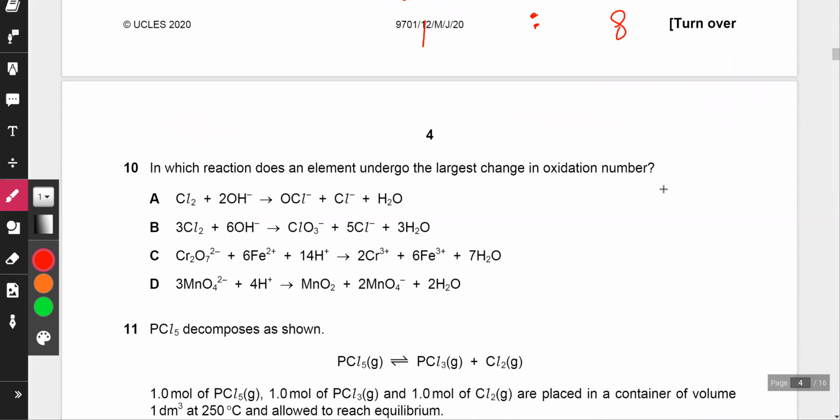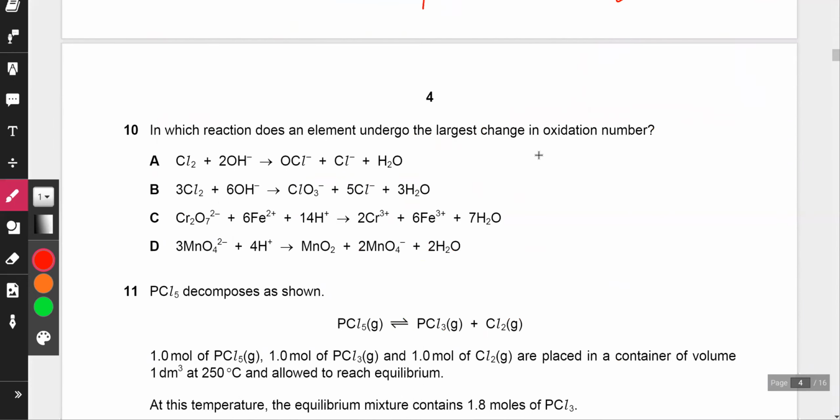In which reaction does an element undergo the largest change in oxidation number? You just need to find the oxidation state, and he's asking for the largest change. Very quickly, Mn over here is +7. You should know that MnO2 is +4. MnO4 minus 2 is +6, and MnO4 minus 1 is +7. So it's probably a change of 2 and 1.